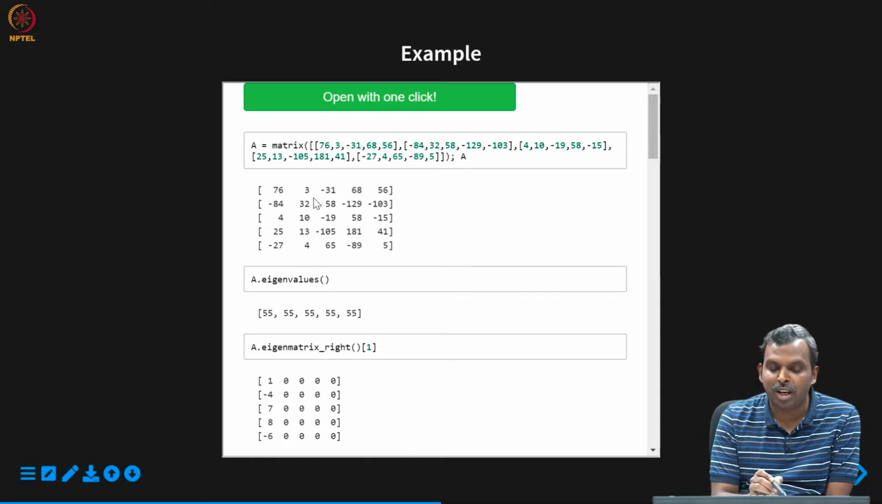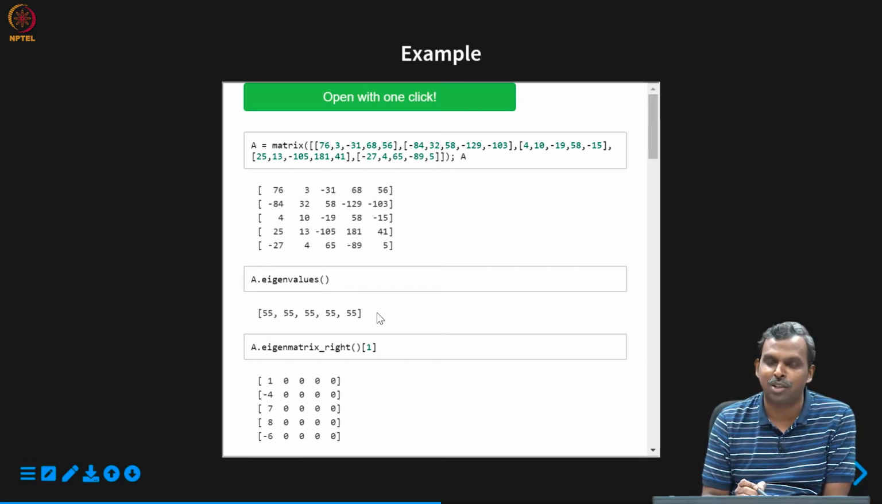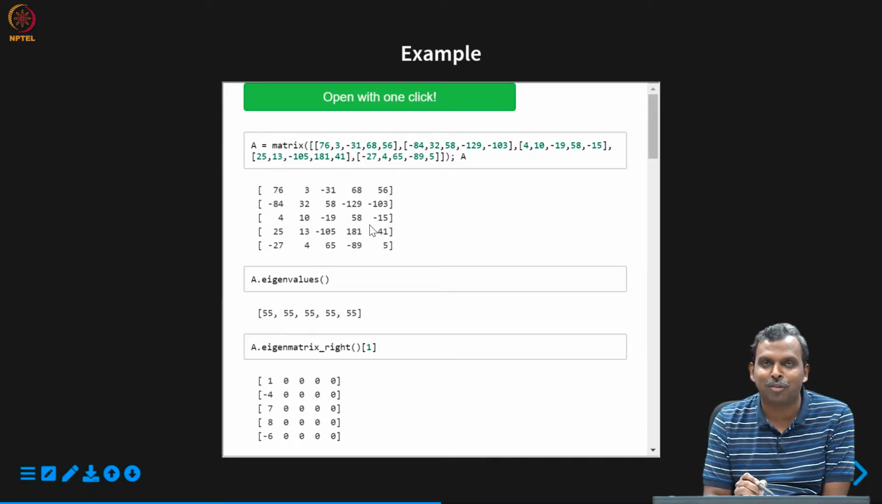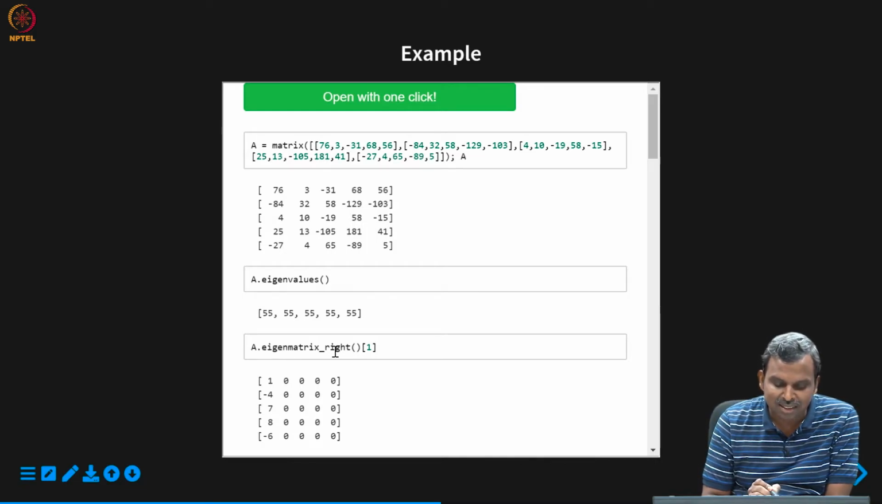If I put 55 on the diagonals and it's a diagonal matrix, you will immediately believe me that all the eigenvalues are 55. But here is a matrix which looks so different from the diagonal 55. All over the place there are numbers, but its eigenvalues are just 55, 55, 55, 55. That's interesting. And then there is this eigenmatrix business that you have to do in Sage Math.